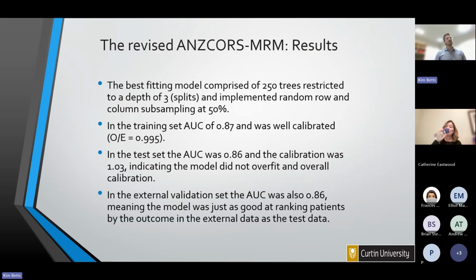In the training set, AUC of 0.87, so not too much better than last time. And then in the test set, 0.86, and then the external validation set, 0.86 as well. So AUC is only one measure of performance, but it was interesting that the model was just as good at ranking patients by the outcome in the external validation set as it was in the test set.